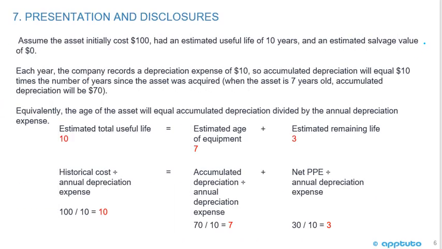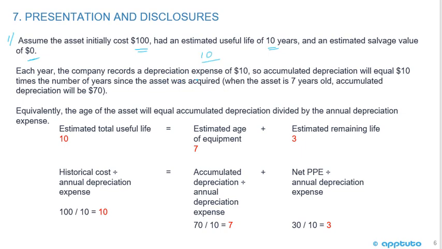Okay, I think it's best to see these calculations through a little example, and you'll see how simple it is. It's a little bit confusing at first if you don't have a strong background in accounting. So assume that the asset initially cost $100, had an estimated useful life of 10 years, and an estimated salvage value of 0. If that was straight line depreciation, 100 minus 0 divided by 10, we'd have an annual depreciation expense of $10.